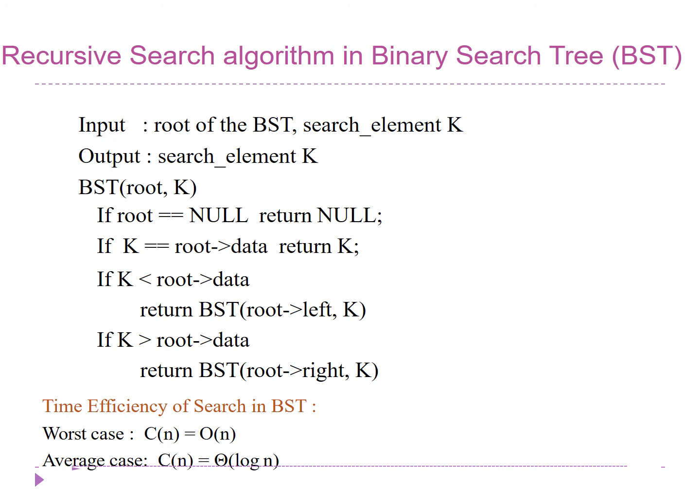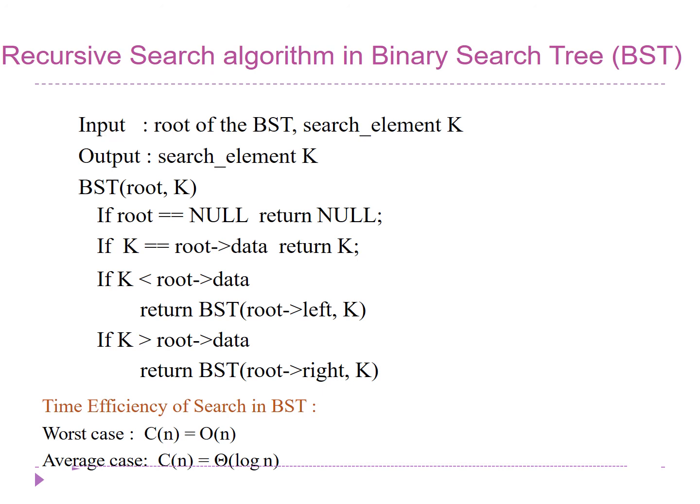It contains two recursive calls. If k is less than the data at the root, the algorithm recursively calls itself with the left child of root and the search element k. If the search element k is greater than the data at the root, then the algorithm recursively calls itself with the right child of root and the search element k.